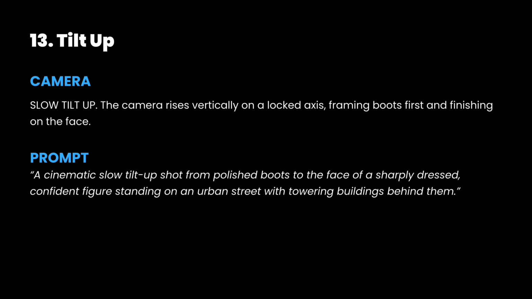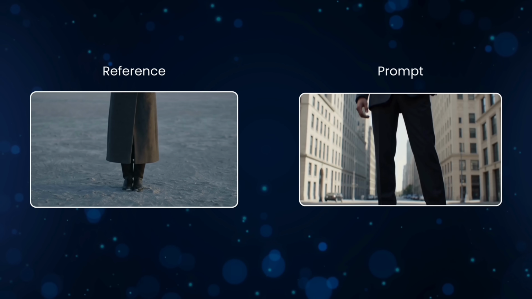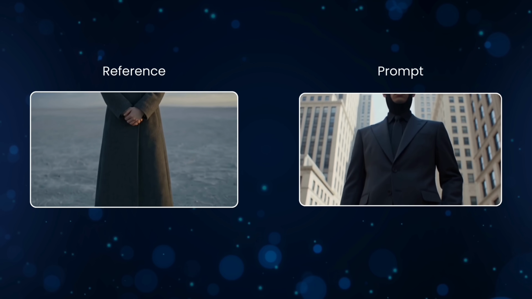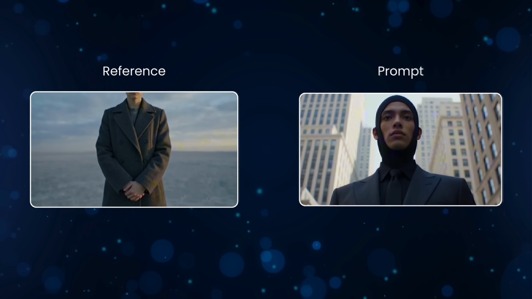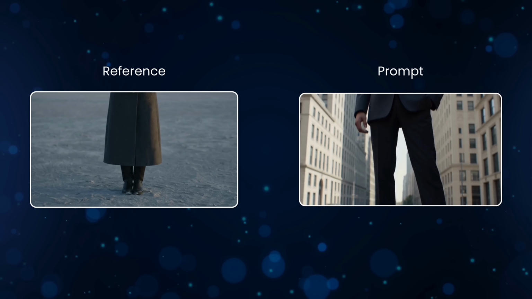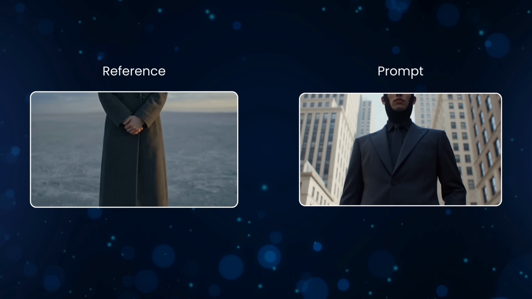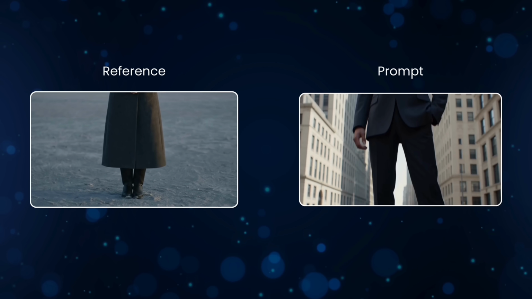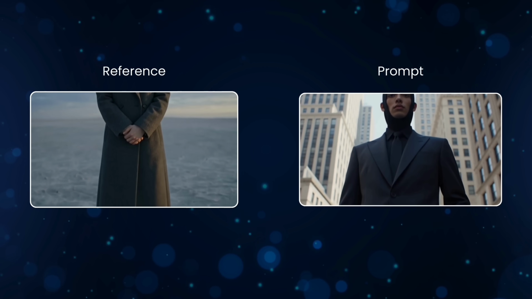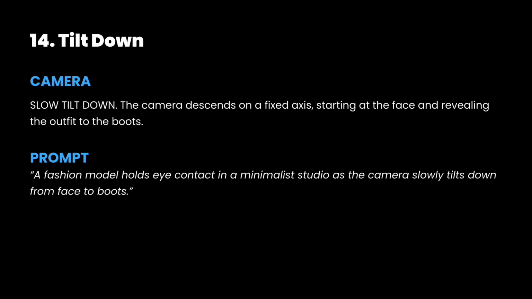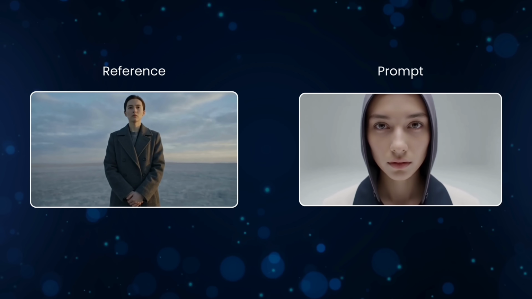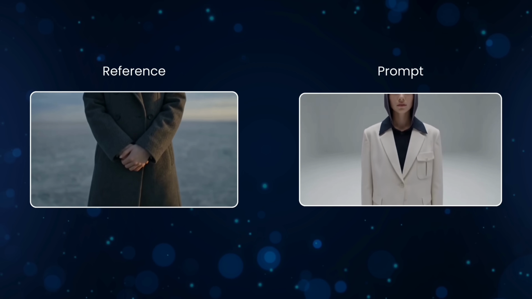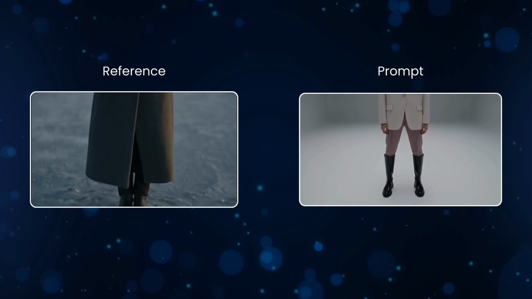Number 13. Tilt up. This upward tilt reveals the subject from ground to face, guiding the viewer's attention with intention and building presence. It's effective for introducing characters with authority or mystery, and works best at moments of reveal or arrival, especially in grounded, atmospheric locations. Number 14. Tilt down. This tilt down angle moves vertically from the subject's face to their feet, guiding the viewer's attention in a controlled reveal.